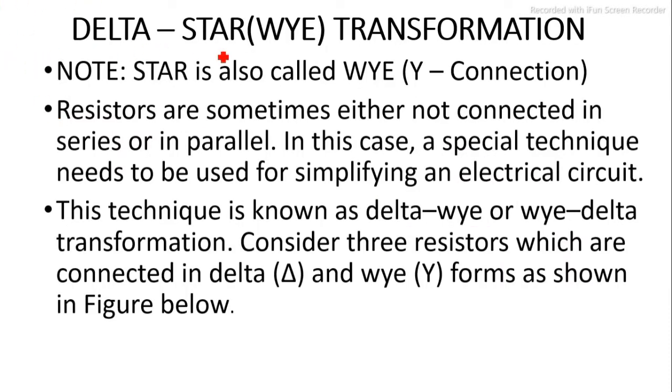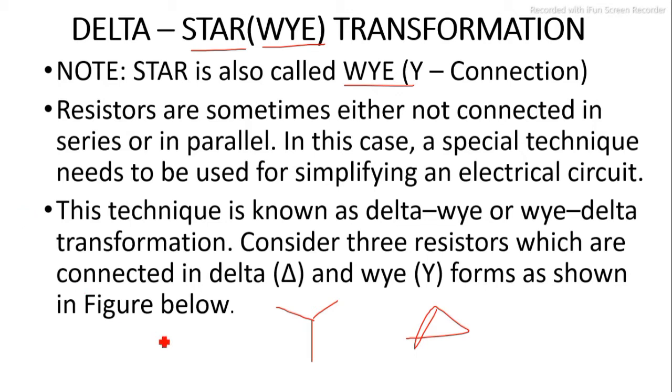Now notice that your star can also be called a Y connection. We call it Y connection, because your star is like this, while your delta is like this form. We'll get to that. Now, resistors are sometimes not connected in series or parallel. We've been talking about resistors connected in series and in parallel, but there are some resistors that are connected neither in series nor in parallel, so you can't say they are in series or in parallel. All these kinds of resistors are either in delta form or in Y form.